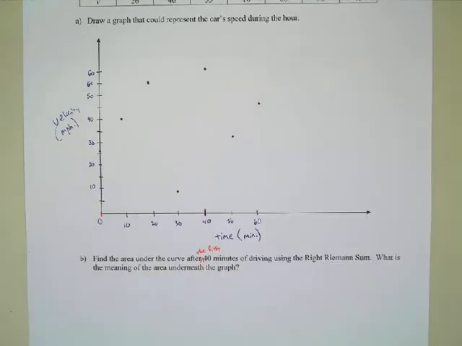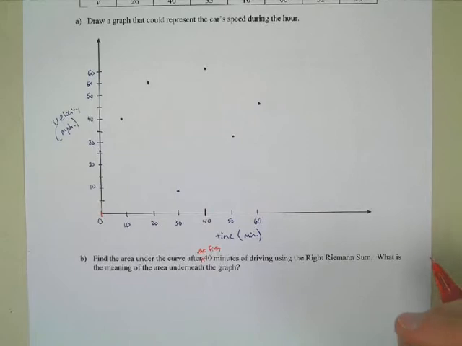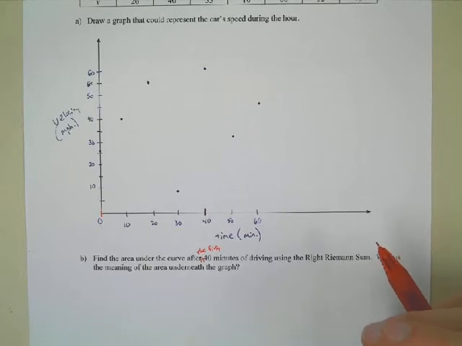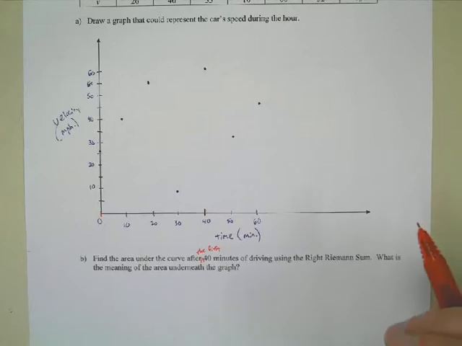How about this? Find the area under the curve after the first 40 minutes of driving using the right Riemann sum. Okay? So that will help us know that's our first 40 minutes, from 0 to 40 minutes. We are not told how many rectangles to use here, so it's up to us. We really only have about 2 options, I would say. We can use 4 rectangles, or 2 rectangles, or I guess 1 rectangle, although that wouldn't be very exciting.